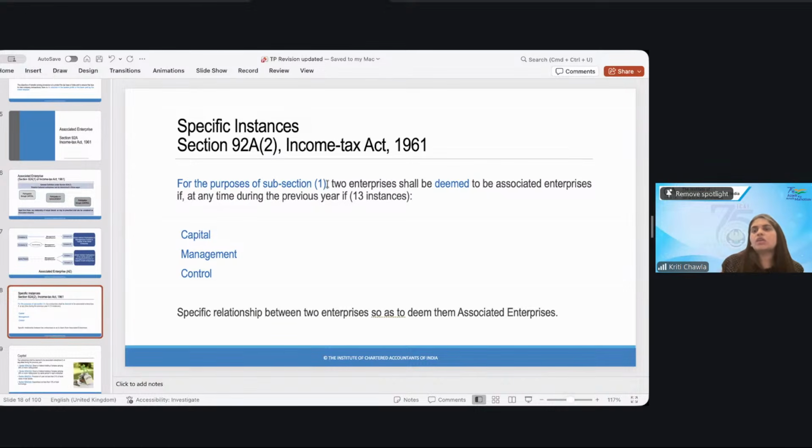So what I've done is, I have divided these 13 instances into three different parts. These three different parts are capital, management, and control. Some of them are capital oriented, some of them are management oriented, and some of them are control oriented. But I'd just like to mention that law does not do that. Law has not divided them into these three categories. It's just for ease, just to remember these instances, that this has been divided, but otherwise in law these 13 instances just appear as they are.